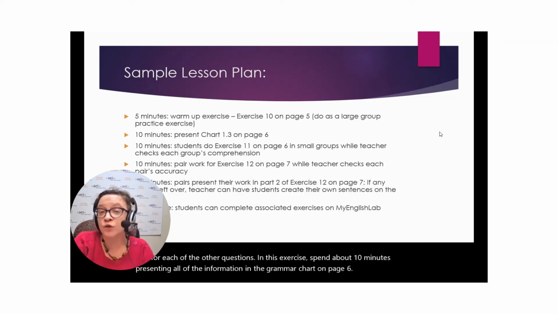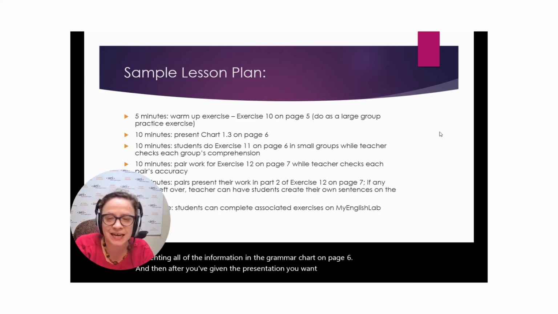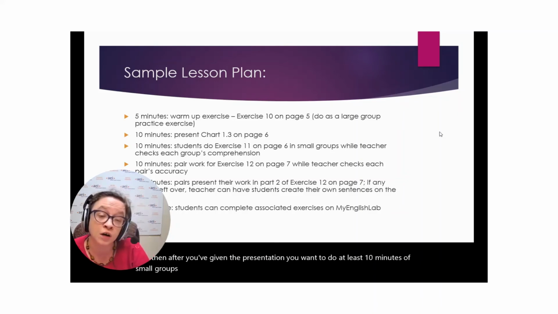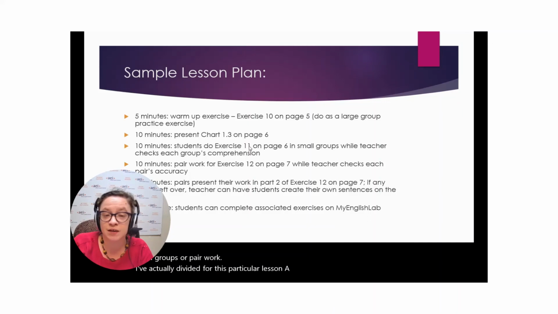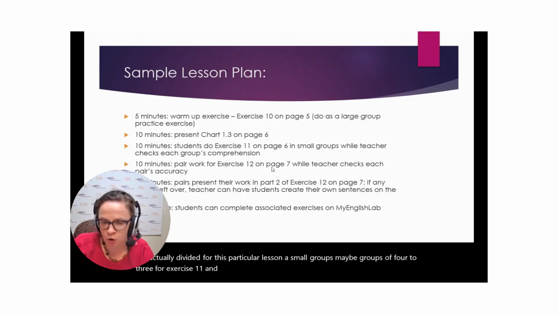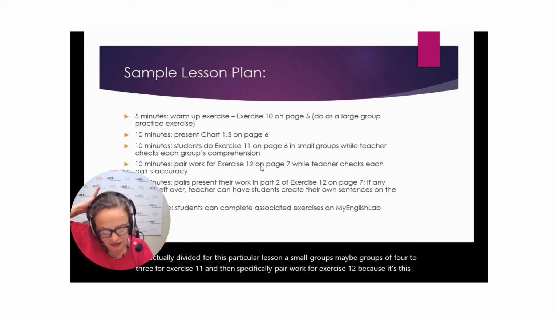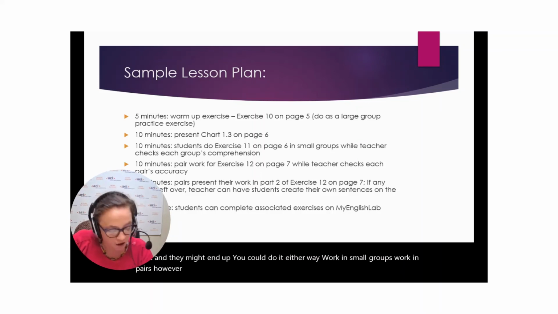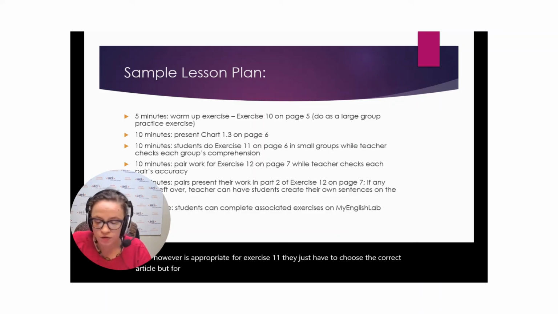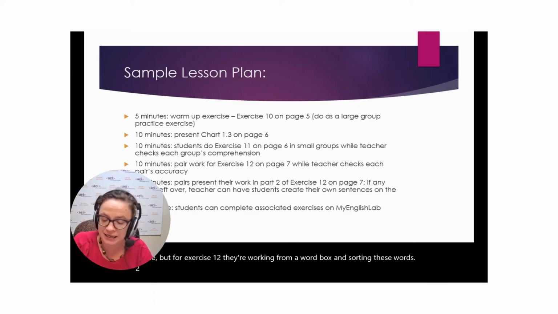And then after you've given the presentation, you want to do at least 10 minutes of small group or pair work. For this particular lesson I've divided it into small groups, maybe groups of 3 to 4, for exercise 11, and then specifically pair work for exercise 12 because of this chart. You could do it either way. Work in small groups, work in pairs, however is appropriate. For exercise 11, they just have to choose the correct article. But for exercise 12, they're working from a word box and sorting these words into countries, languages, cities, and islands.